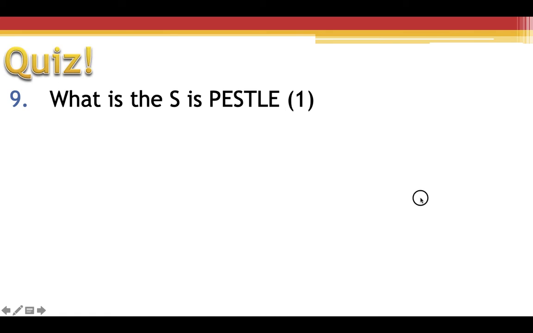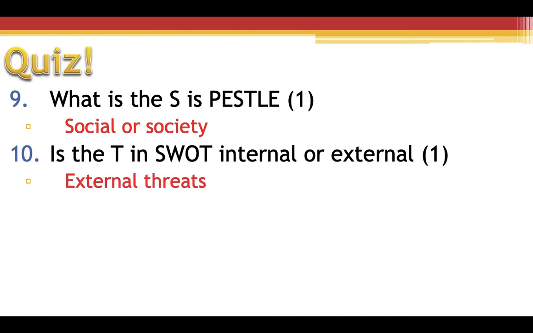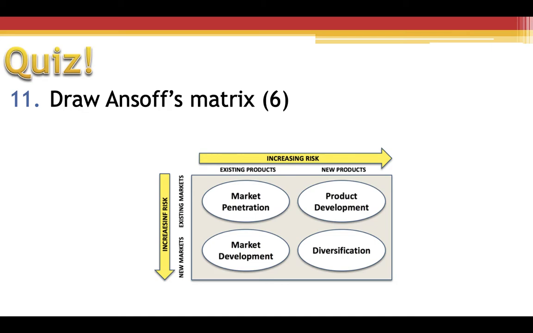What is the S in PESTLE? Easy one. Social or society. 10 is obviously external. So the T is external. We've got strengths, weaknesses, opportunities, threats. SW internal, OT external.